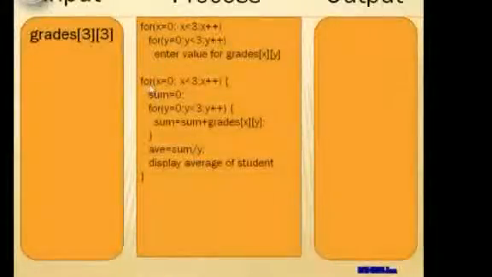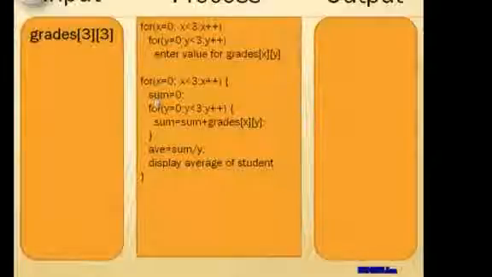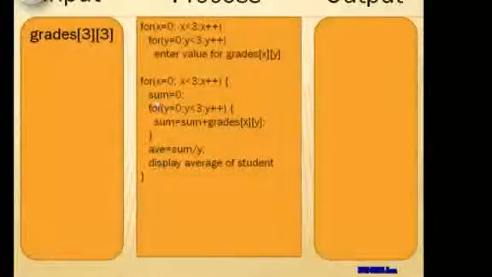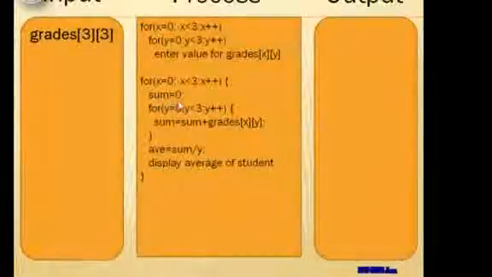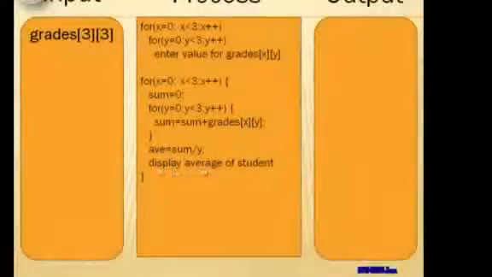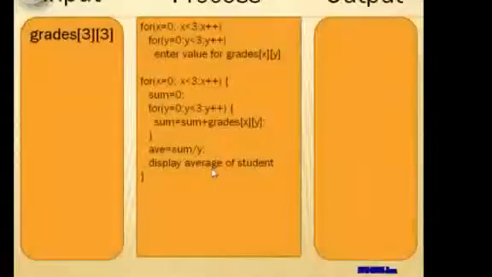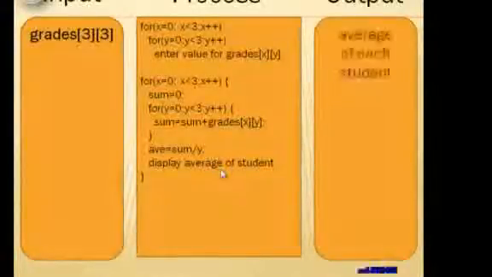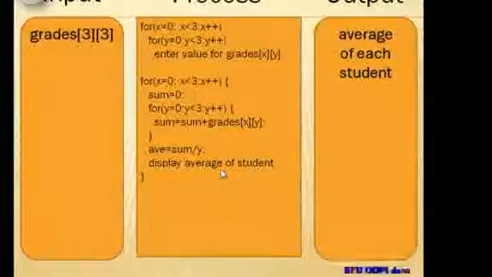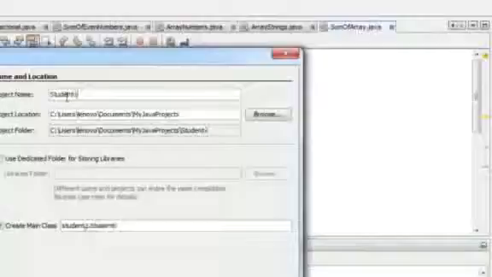Looking at our process, there are four statements that we have to do for every row. First is that we set the sum to 0. Second, we get the sum of the grades. Third, we compute for the average. And fourth, we display the average of that student. The output is the average of each student. Let's name our project Student Grades.